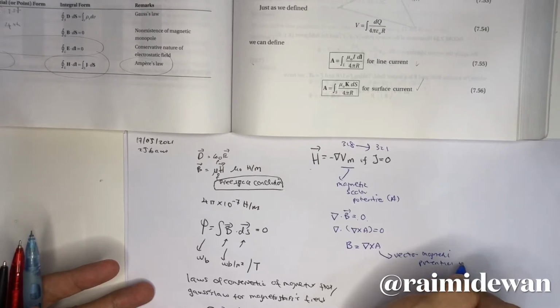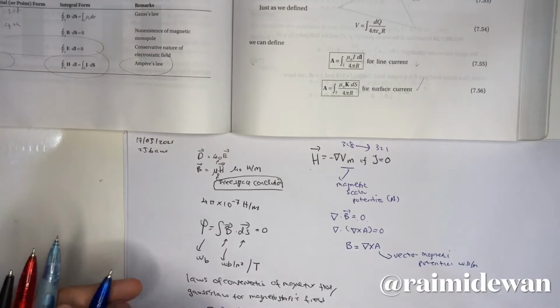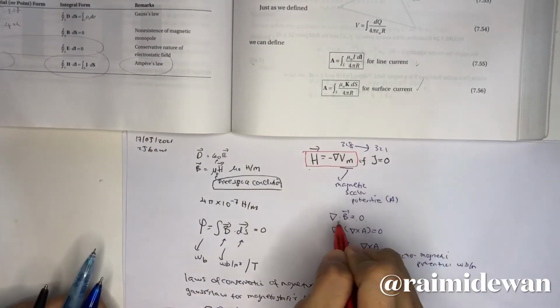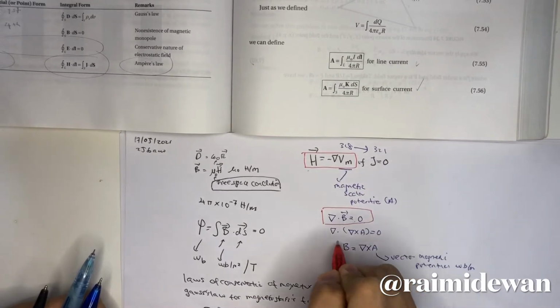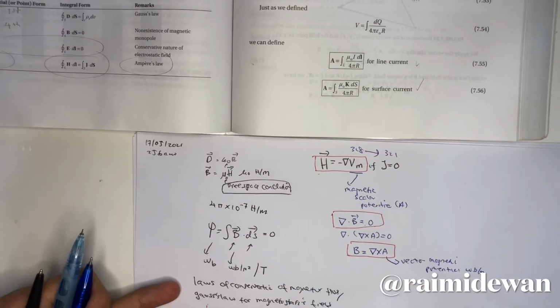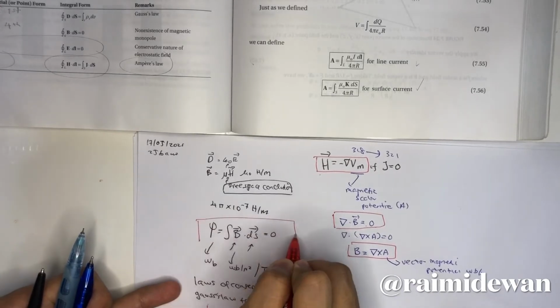This one is in Weber per meter. So you have a lot of equations that you can use, but you must remember when to use them and the conditions of using them. This one is Gauss's law.